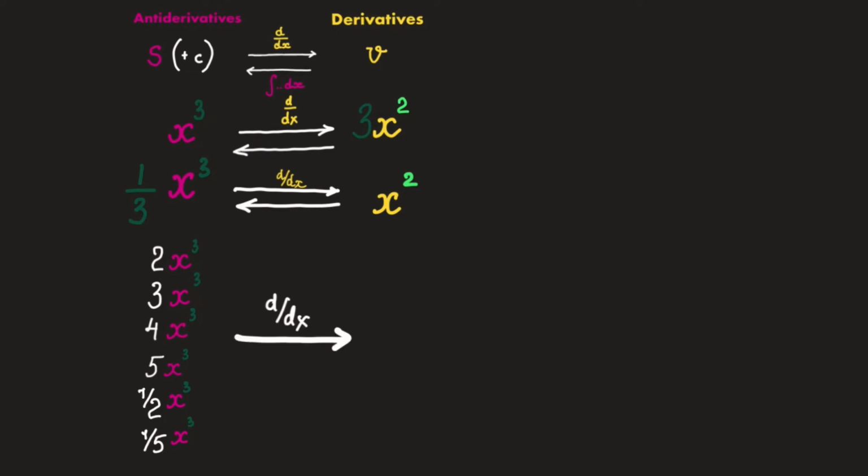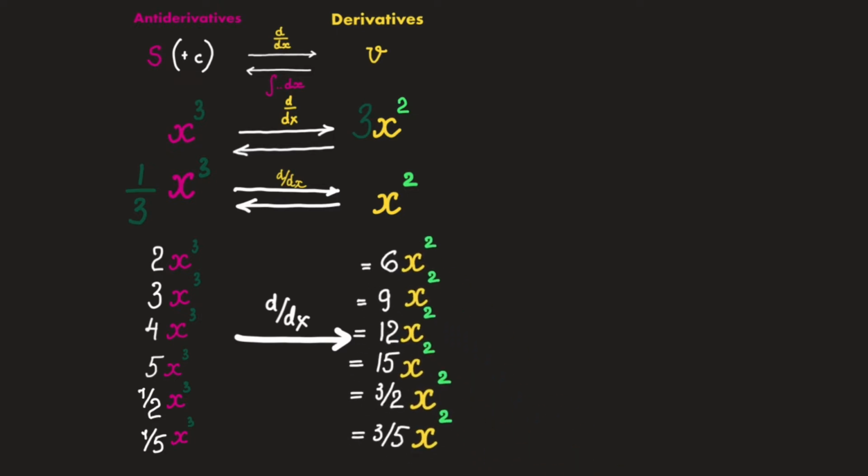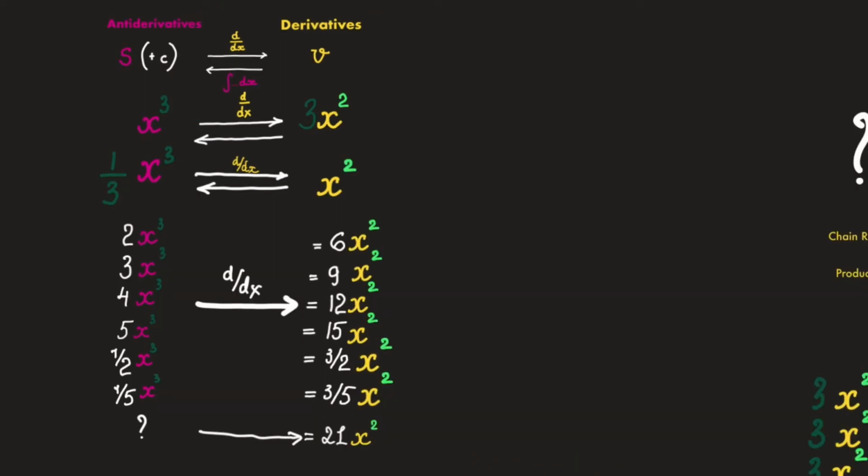Now, once you've tried it, you probably get something like this. Let's see if you have found out the pattern. Here, when you differentiate 2x cubed, you get 6x squared. When you differentiate 3x cubed, you get 9x squared. Differentiating 4x cubed gives you 12x squared. Differentiating 5x cubed gives you 15x squared.